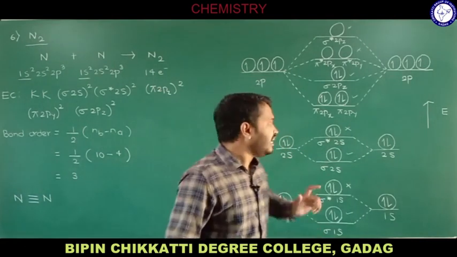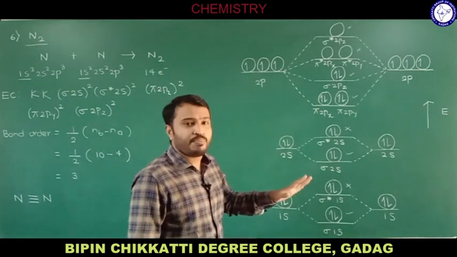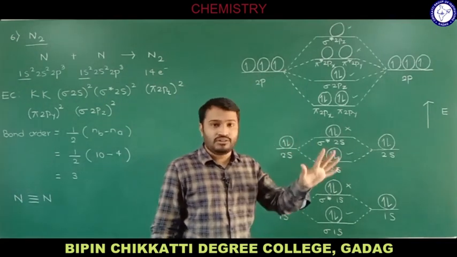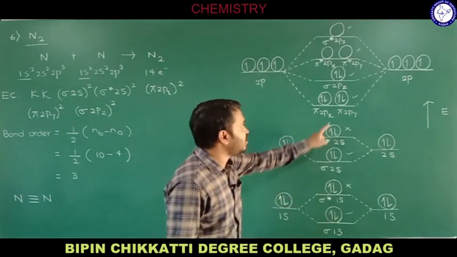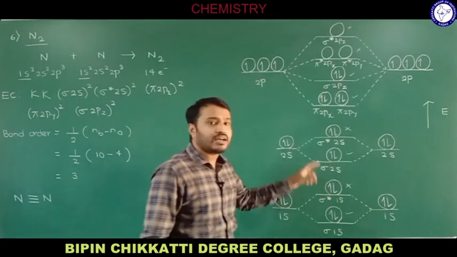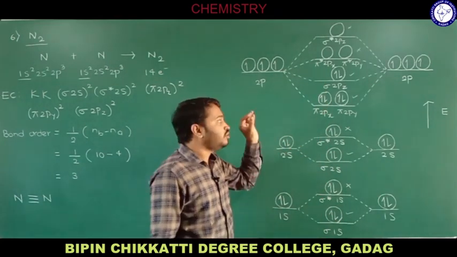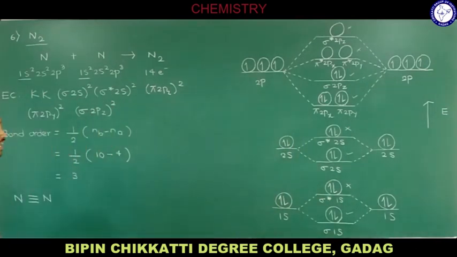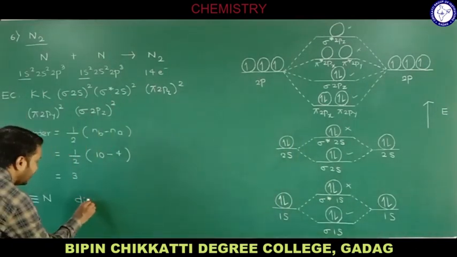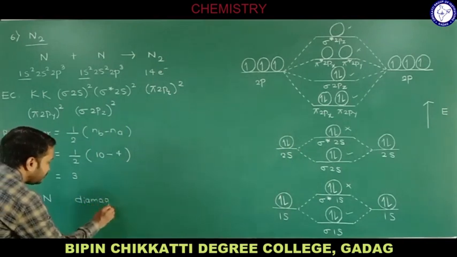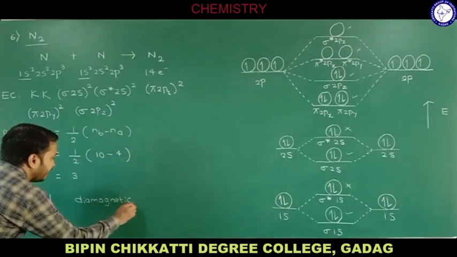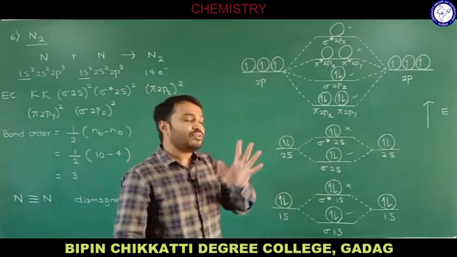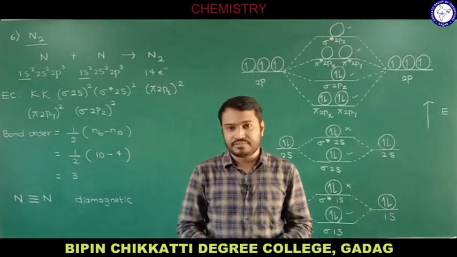What about the magnetic property? As we know, magnetic property depends on the presence or absence of unpaired electrons in molecular orbitals. So if you consider molecular orbitals and all the molecular orbitals are completely filled, or I can say we don't have any unpaired electrons here. So since we don't have any unpaired electrons, therefore this molecule is diamagnetic in nature. This is diamagnetic in nature. So this is how the molecular orbital theory of nitrogen molecule can be explained.